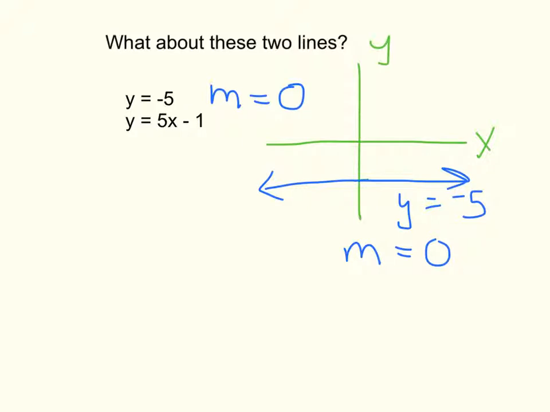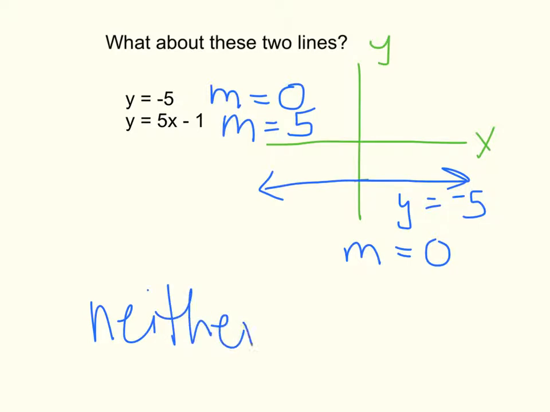For y equals 5x minus 1, we can see that the slope of the second line is 5. So these lines are not parallel because the slopes are different. They're not negative reciprocals. So these lines are neither parallel nor perpendicular.